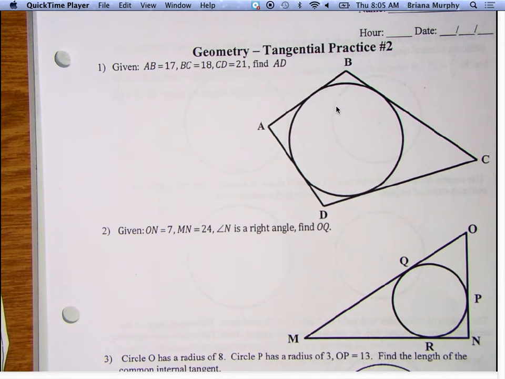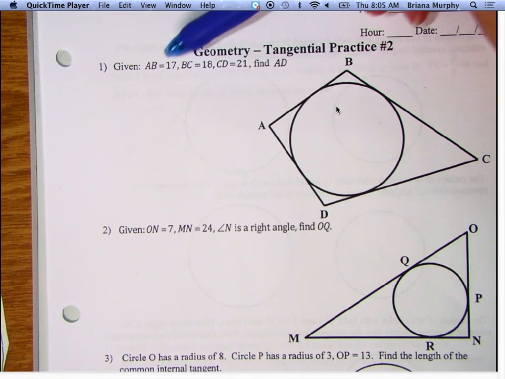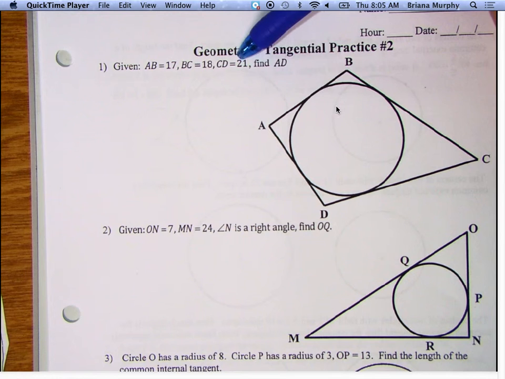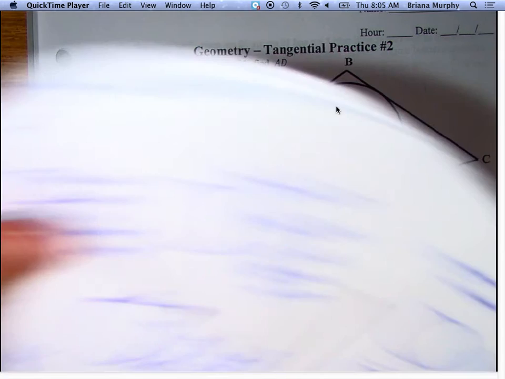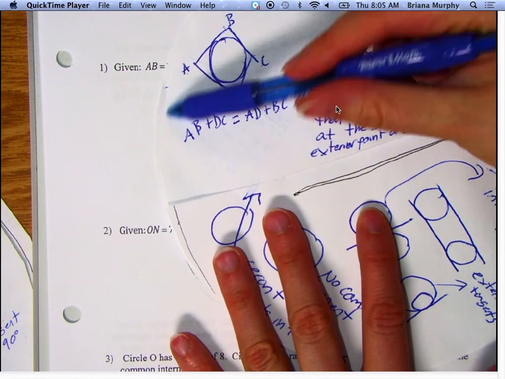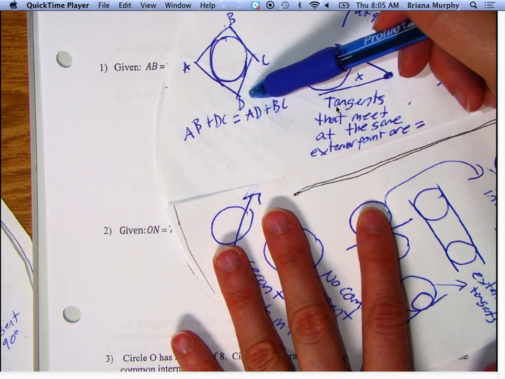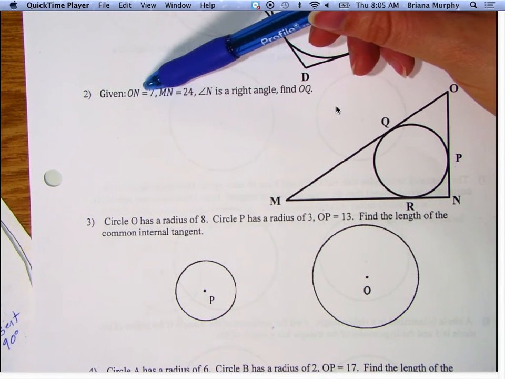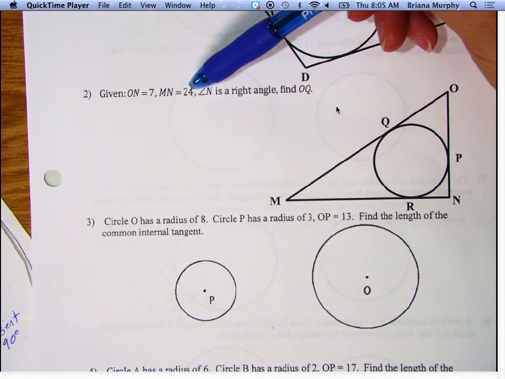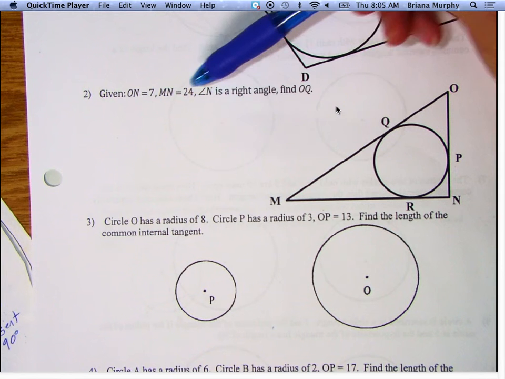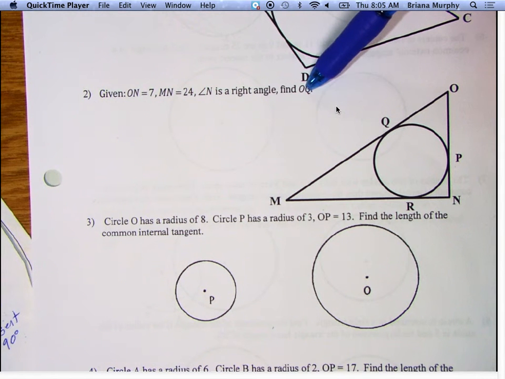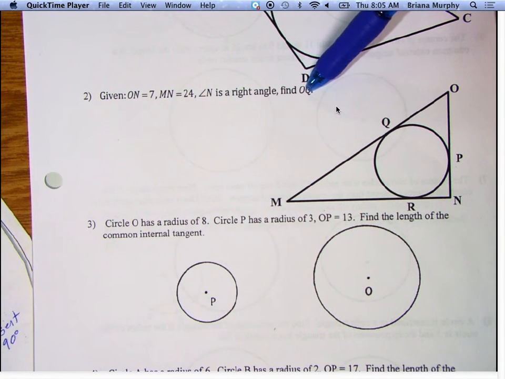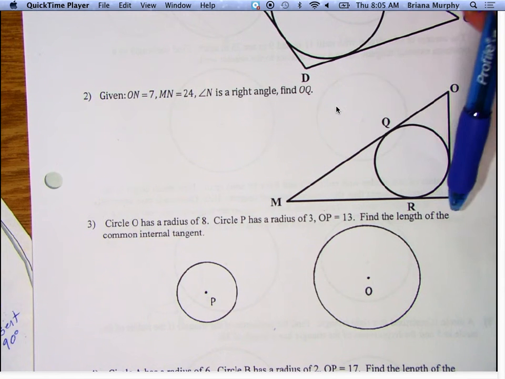Okay. So, we're given that AB is 17, BC is 18, CD is 21, find AD. You're going to use this equation right here, all set up for you that we put on our paper yesterday. Okay? Given ON equals 7, and MN equals 24, and N is a right angle, find O to Q. You're going to use Pythagorean theorem, and you're going to use that these are all tangents meeting at a point.